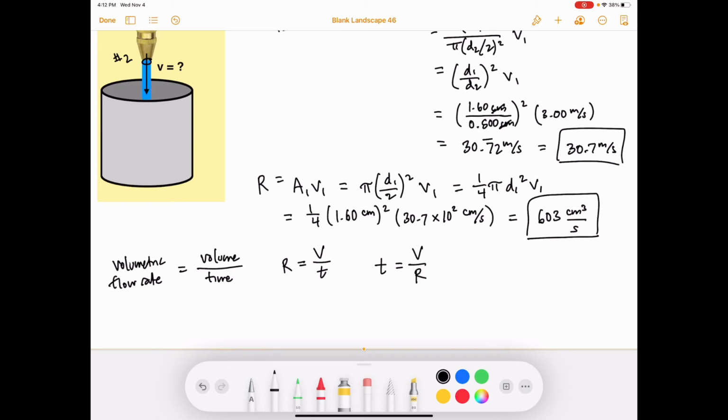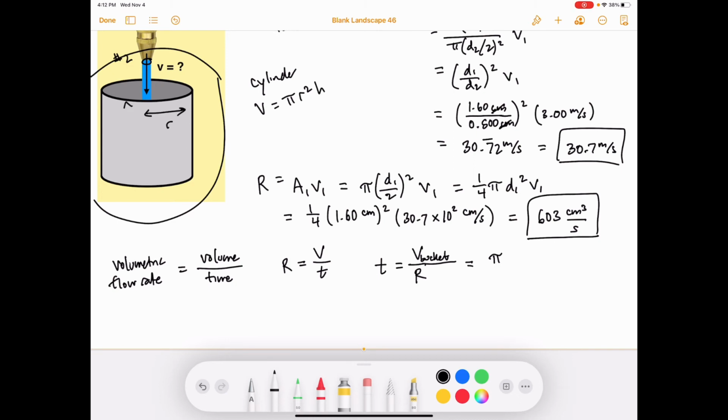So if you think about this for a second, if I want the time that it takes to fill up the entire bucket, I should be using the volume of the bucket here. So what is the volume of the bucket? Well, it's a cylindrical bucket. And the volume of the cylinder is given by pi times the radius squared times the height, where this is the radius, this is the height.